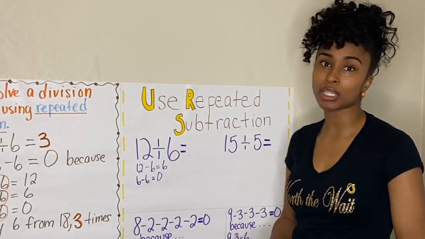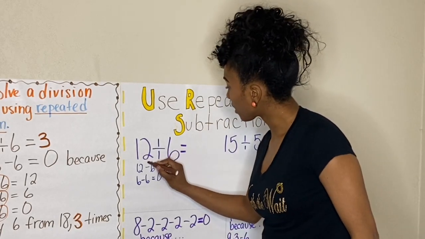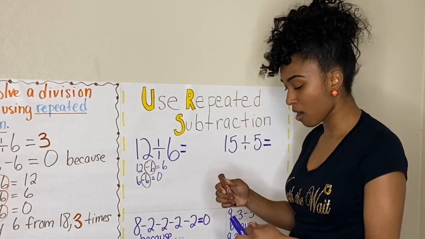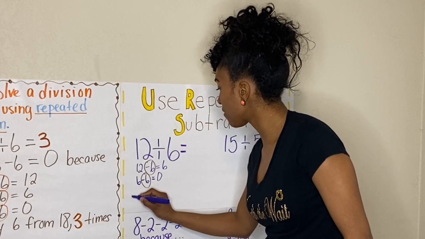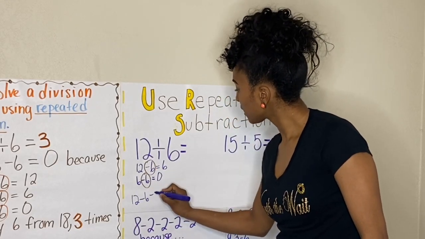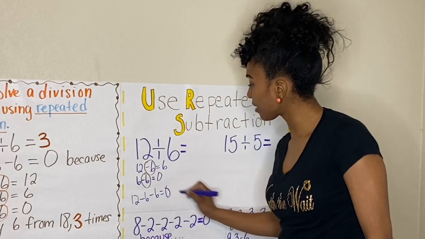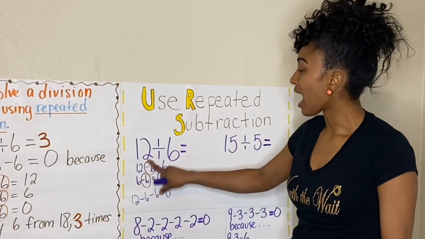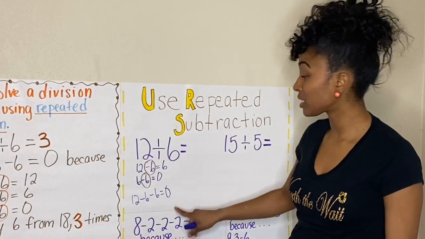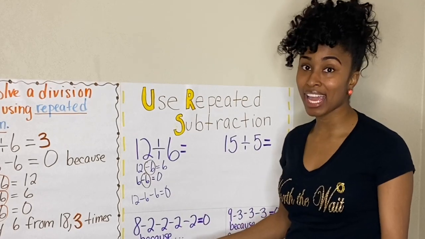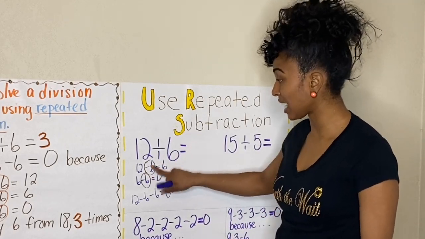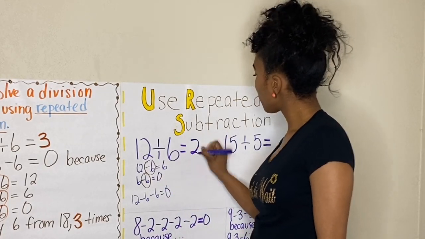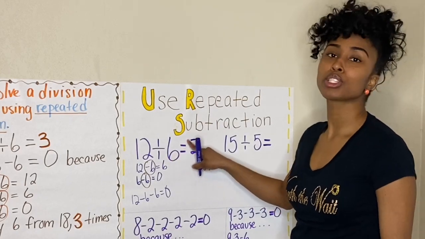So let's see, how many times did I take away 6? I took it away 1 time. I took it away 2 times. So I know 12 minus 6 minus 6 equals 0, because 12 minus 6 is 6 and 6 minus 6 equals 0. I took away 6 2 times until I got 0. So my answer is 2 because I took away 6 2 times until I got 0. 12 divided by 6 equals 2.